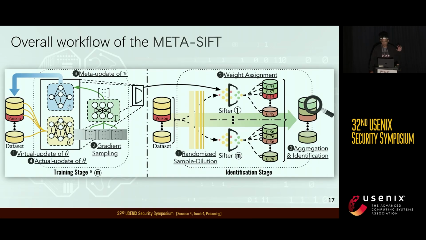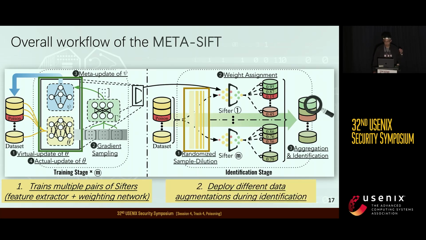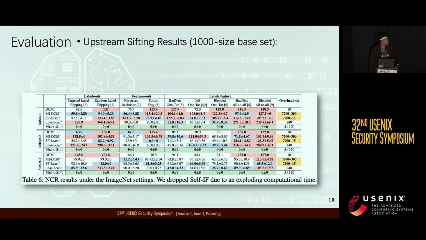So the Meta-Sift workflow involves multiple sifters. Each sifter consists of a feature extractor and a weight network. We apply random augmentation to the data set and use sifters to assign values during test time. The final results are an average of all sifters, enabling us to identify samples that reliably achieve high scores.